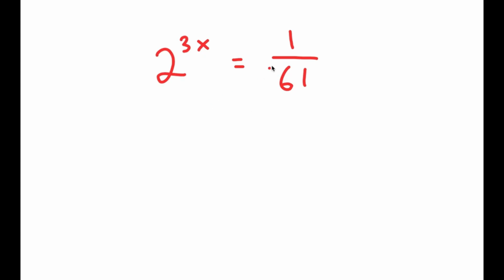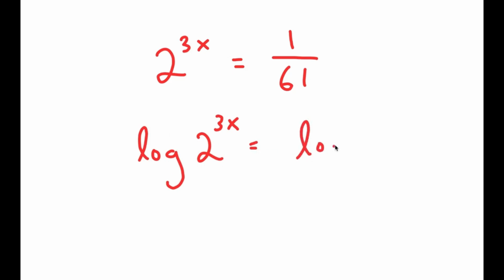Now, how am I going to simplify this even more? Well, we can't do this with normal algebra, but what we can use is logarithms. So I'm going to take the log on both sides. So I get log 2 to the power of 3x is equal to log of 1 over 61.